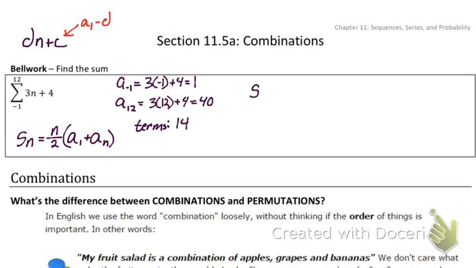So we're going to find our sum of our 14 terms. That's going to equal my number, 14, divided by 2, times my first term, which is 1, plus my last term, which is 40. And our total sum is going to be 287. All right, so anytime it says find the sum, the first thing you're going to do is recognize whether it's arithmetic or it's geometric, and then you go from there.